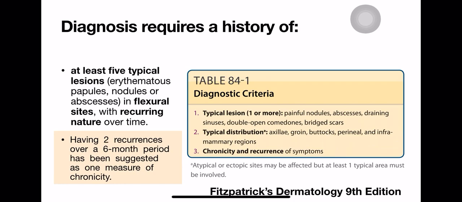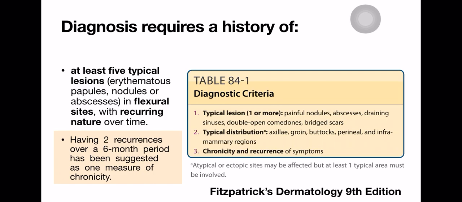According to the journal, there is agreement that diagnosis requires a history of at least 5 typical lesions, consisting of erythematous papules, nodules, or abscesses in flexural sites, with recurring nature over time.